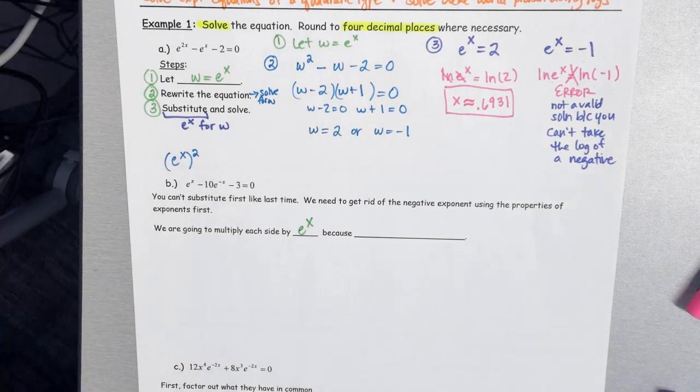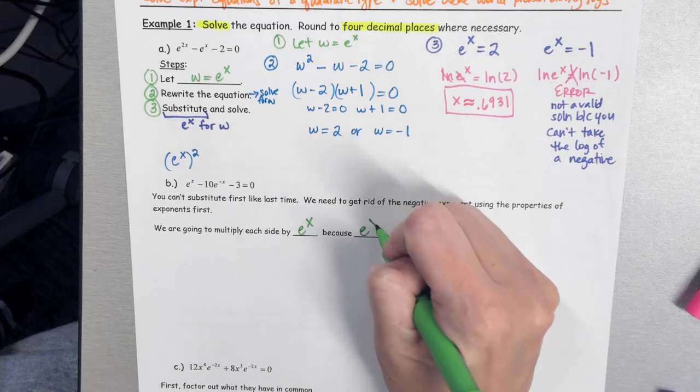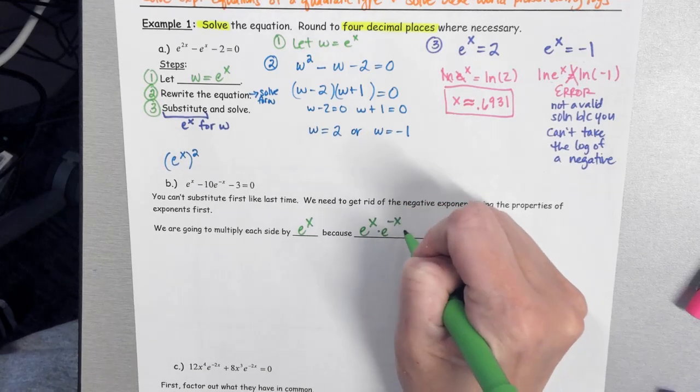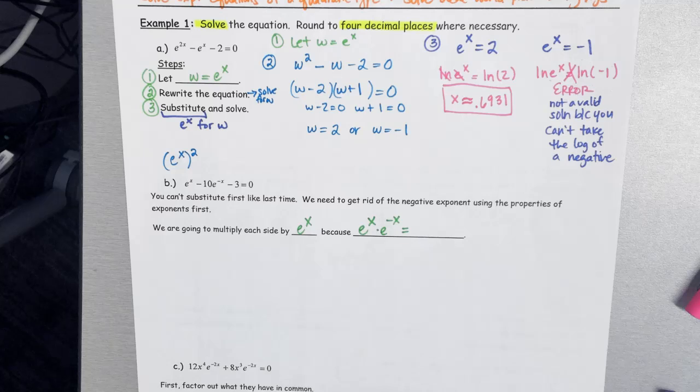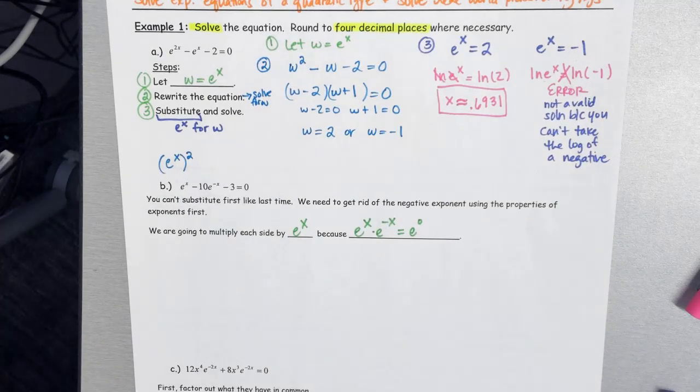Okay, and this is why. If you were to multiply e to the x times e to the negative x, that would end up being e to what power? 0. Because when you multiply with the same base, what do you do to those exponents? You add them together. Now, we know that anything to the 0 power is going to be what? Is going to be 1.